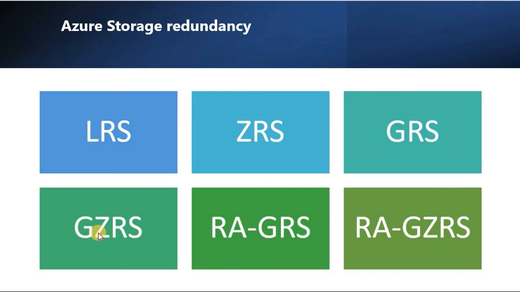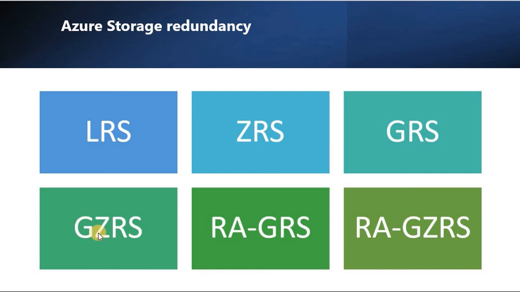Talking about GZRS, GZRS combines the high availability benefits of ZRS with GRS. It copies your data synchronously across three availability zones in the primary region using ZRS, and it then copies your data asynchronously to a single physical location in the secondary region. Within the secondary region, your data is copied synchronously three times using LRS. This way, your zone redundant data is also secured from regional level outages.